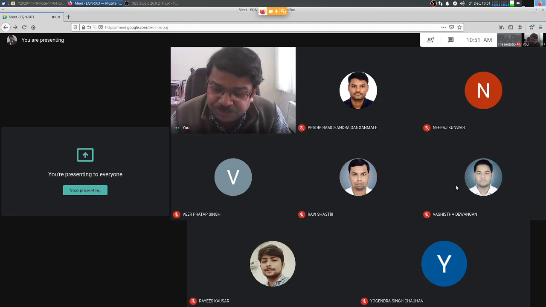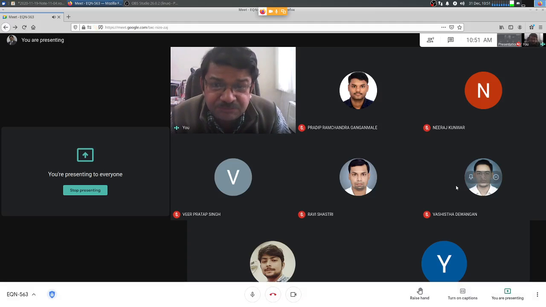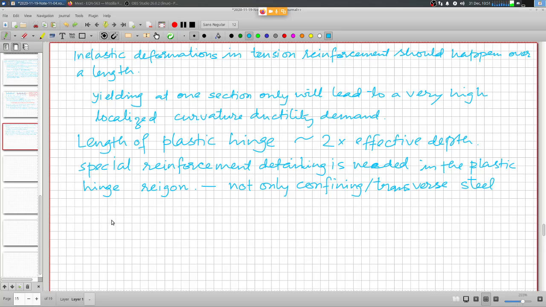But that is not enough. We also need to put limits on the flexural reinforcement. So there has to be not only confining reinforcement or transverse steel, there has to be some minimum and maximum limits on the flexural reinforcement.